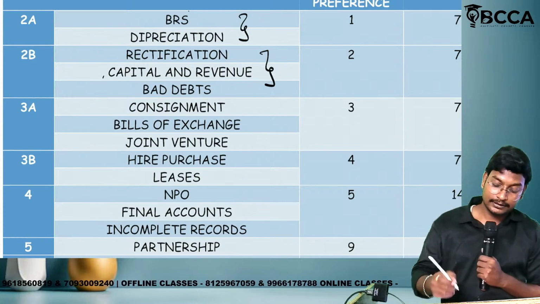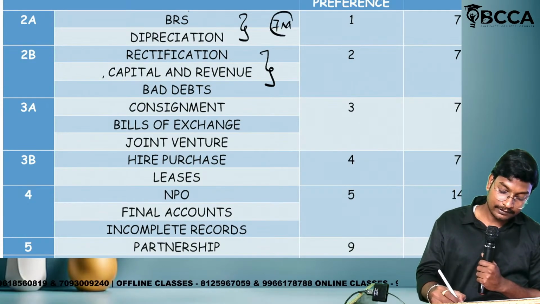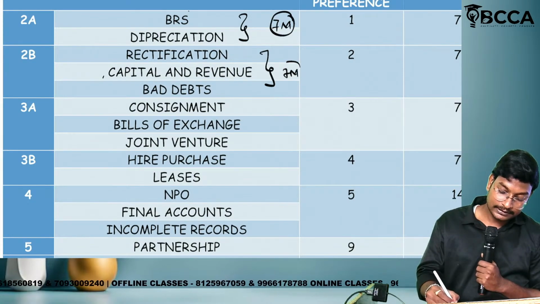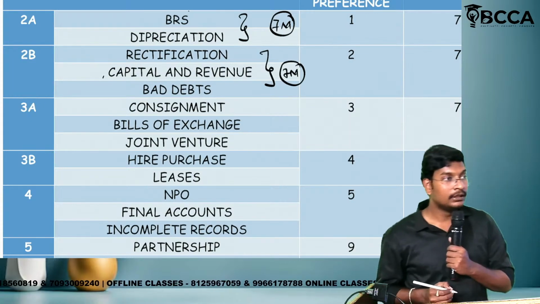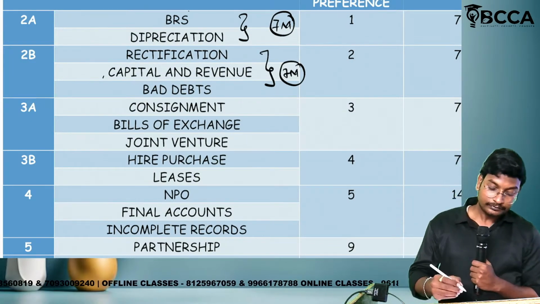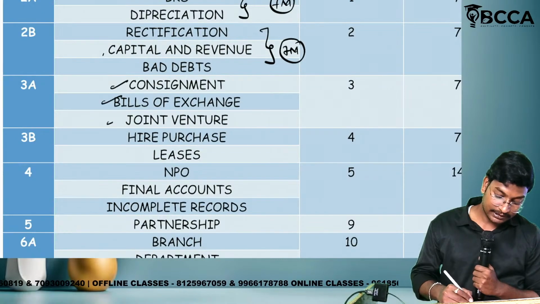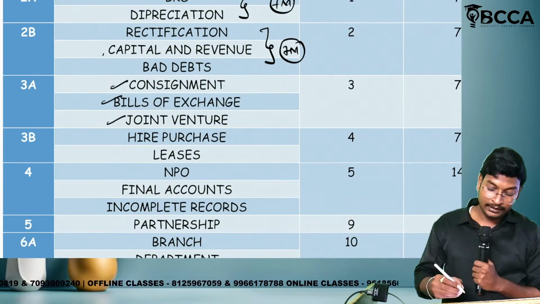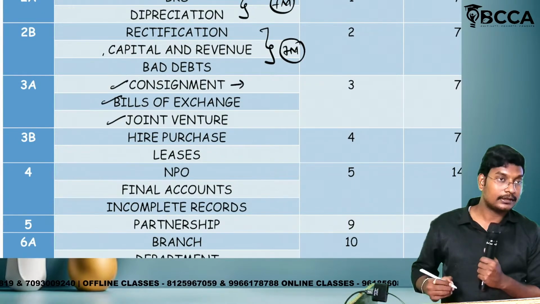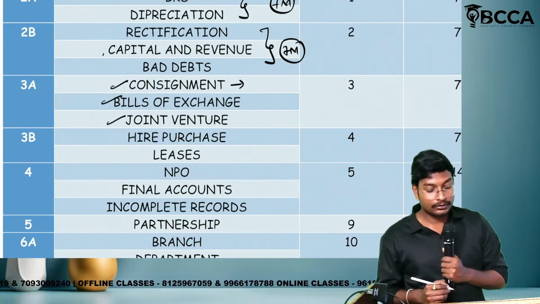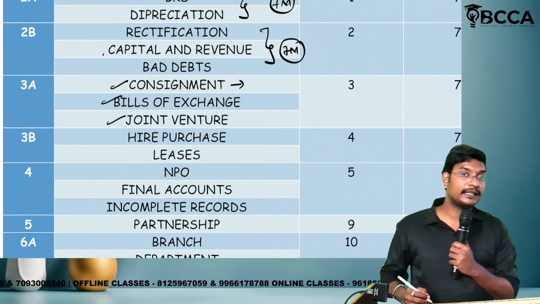We are getting this is for 7 marks and this is for 7 marks. Totally how many marks? 14 marks. And then after we are having the consignment chapter, bills of exchange and joint venture. What are the concepts we have discussed already in the CMA Foundation?